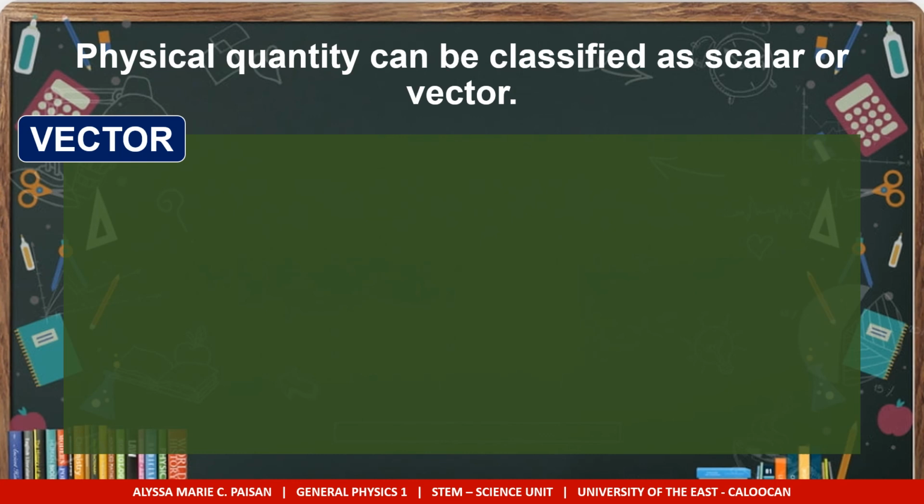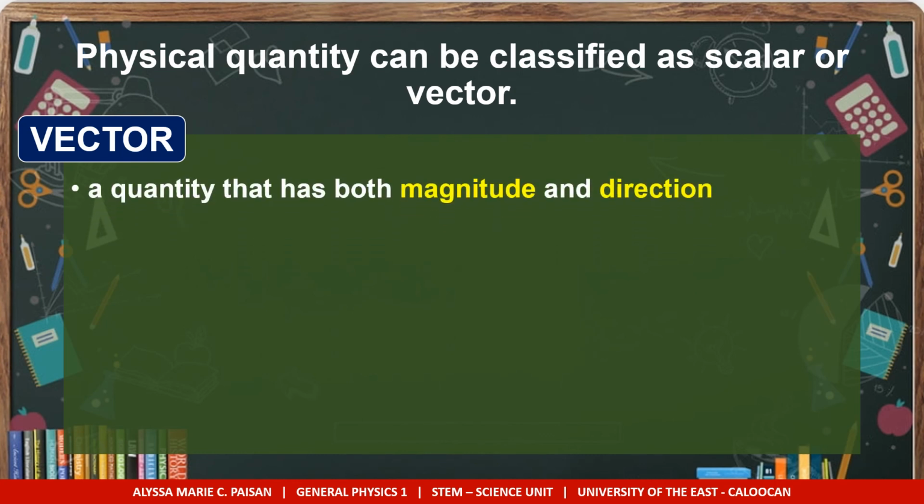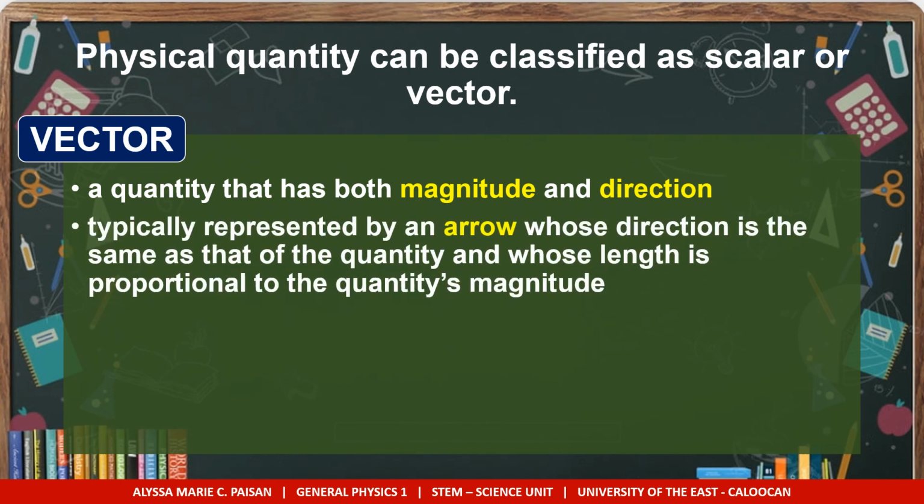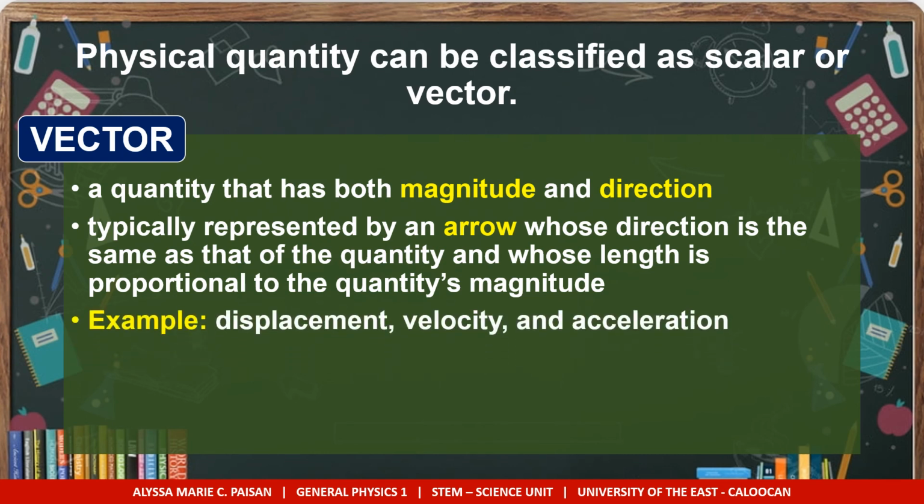A vector quantity, on the other hand, is a quantity that has both magnitude and direction. It is typically represented by an arrow whose direction is the same as that of the quantity and whose length is proportional to the quantity's magnitude. More information about this will be discussed in the next lessons. Examples of vectors are displacement, velocity, and acceleration.